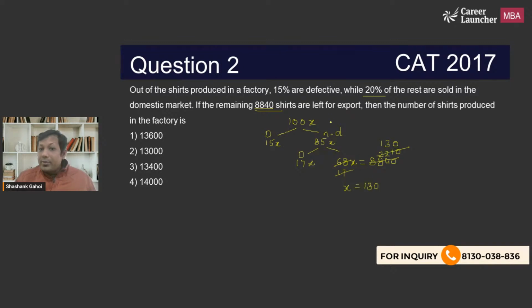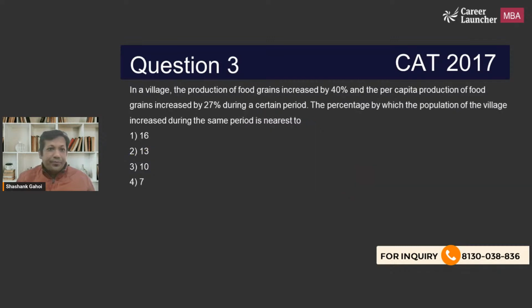Now, what I am supposed to calculate, I am not supposed to calculate the value of x, I am supposed to calculate the value of 100x. So if x is 130, 100x is going to be 13,000. So in that case, my answer of this question is going to be option 2, that is 13,000. Okay, so now let's move on to the next question and see what it says.